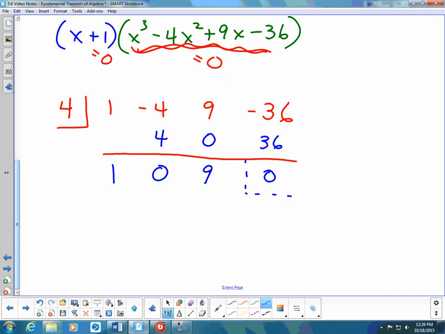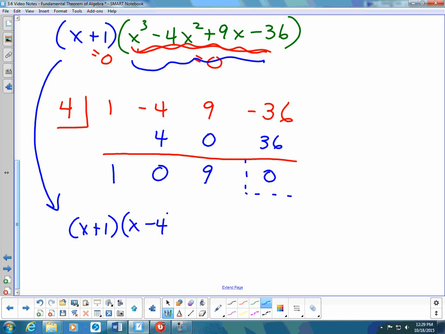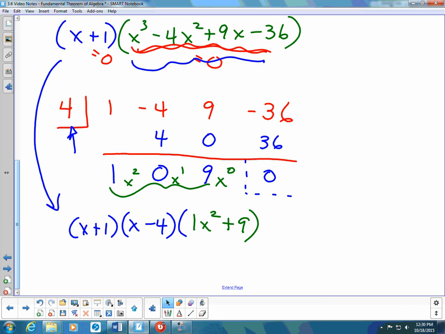Which means now I can write my equation as x plus 1, that's this x plus 1 right here, and this thing in factored form could be written x minus 4, because 4 showed up, it was a root because we got a 0 as a remainder, and then the coefficients here would be, this is x to the 0, x to the first, x to the second, that would be 1x squared plus 0x plus 9. So that looks like how we would finish this up, and I'm just going to get this x squared plus 9.